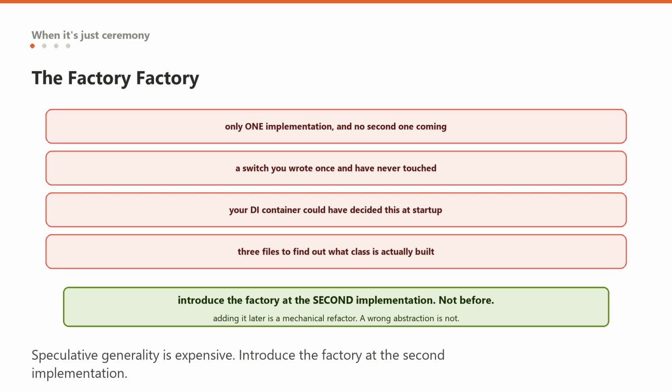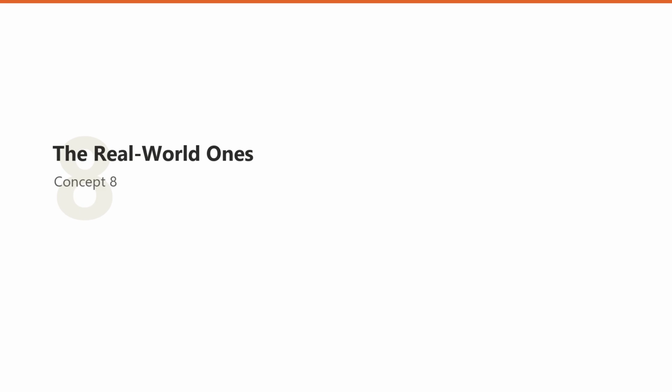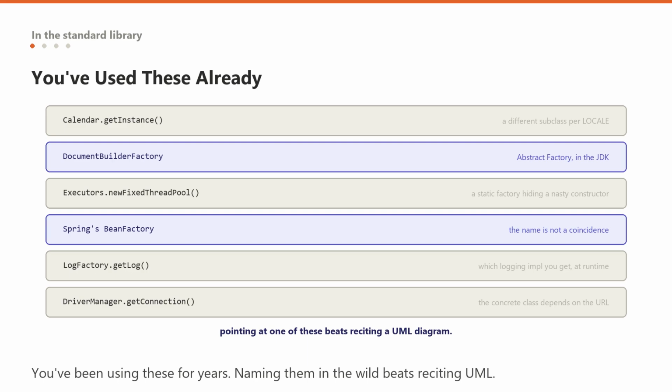The cost of a wrong abstraction, built speculatively and then bent to fit a second case it was never designed for, is very high. Speculative generality is one of the most expensive mistakes in software, and factories are its favorite hiding place. Concept 8. Where you have already been using these without noticing. These are not academic. They are all over the code you use every day, and being able to point at them is a very good interview move.